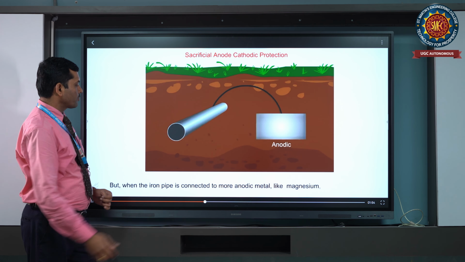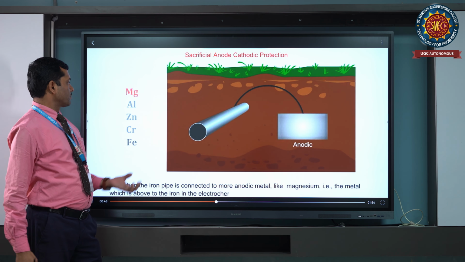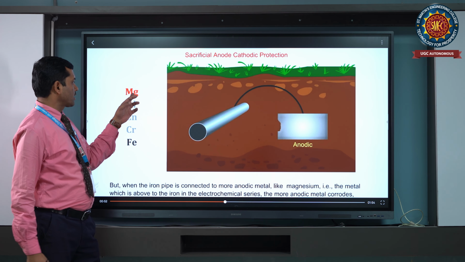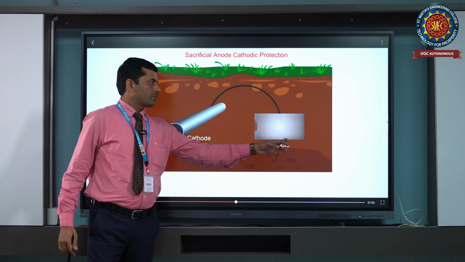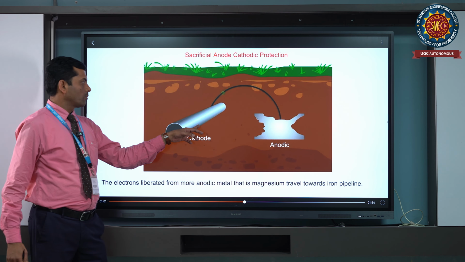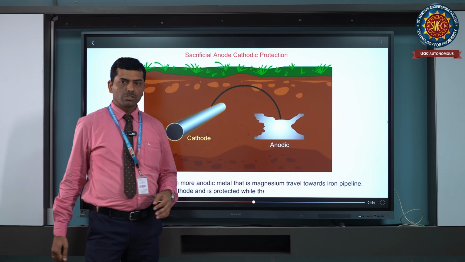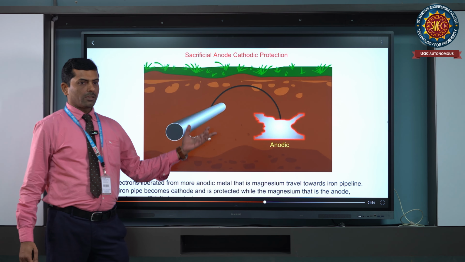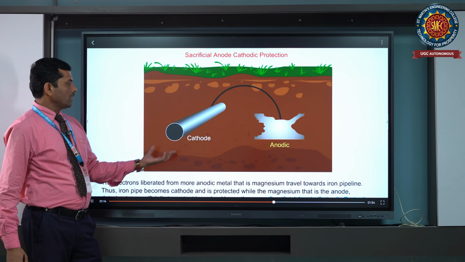But when an iron pipeline is connected to a more anodic metal, what happens? Like magnesium, which is at the top of the galvanic series, it acts as an anode. So completely anode, it is sacrificing and giving complete electrons to the protected structure, which is converted to cathode. So a very good cathodic protection method, where the iron pipeline is protected and magnesium is sacrificed. That's why this method is called the sacrificial anodic method.